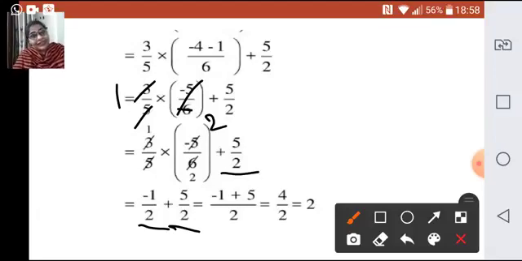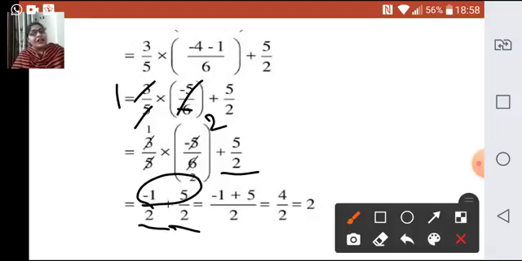We can add and subtract the fractions when they are in like forms, right? That we have already seen in the earlier classes, children. So already they are in like terms, no need to take LCM. So denominator 2 as it is, and numerators we will add up, that is negative 1 plus 5 will be 4 upon 2. Right, that is equal to nothing but 2.